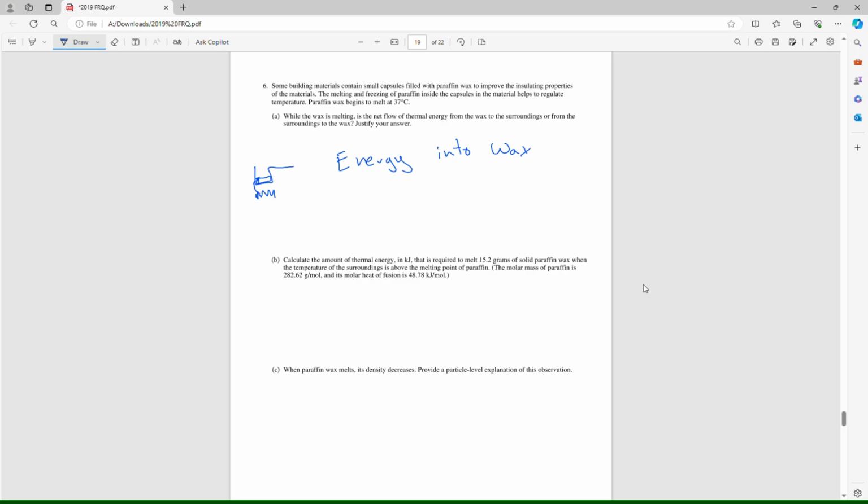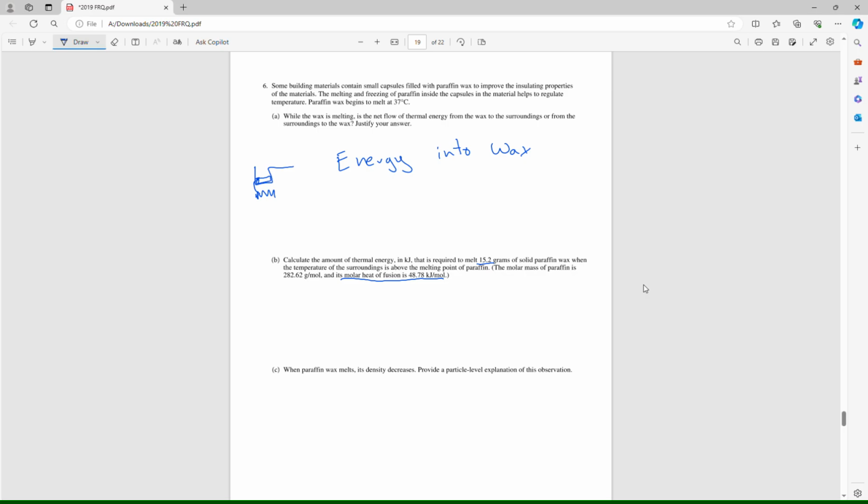All right, B. Calculate the amount of thermal energy in kilojoules required to melt 15.2 grams of solid paraffin wax. Okay, so we're given mass. We're told that there's no temperature change, so the temperatures are already above the melting point of paraffin. We can just use this molar heat of fusion given to us, which is given in kilojoules per mole, to find the amount of energy it would take to melt this much.